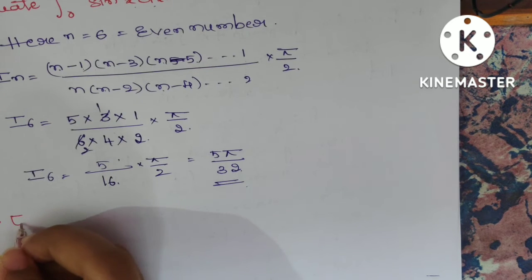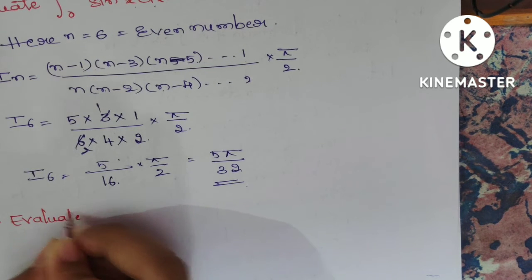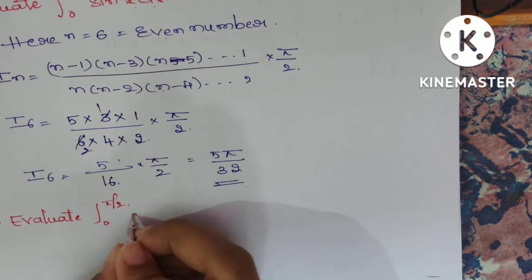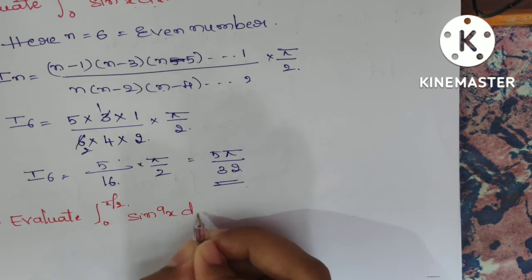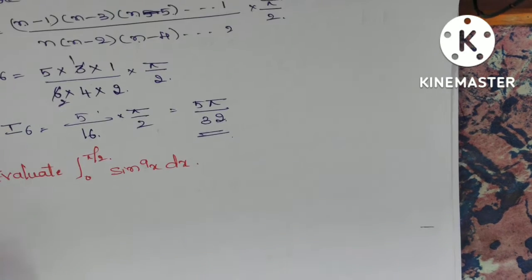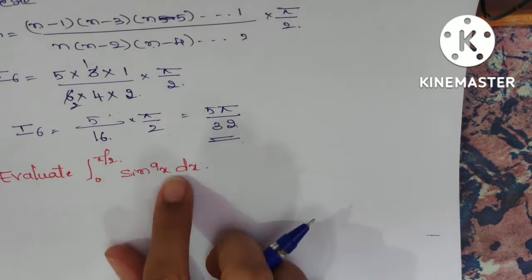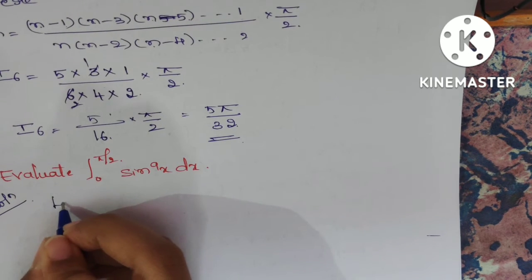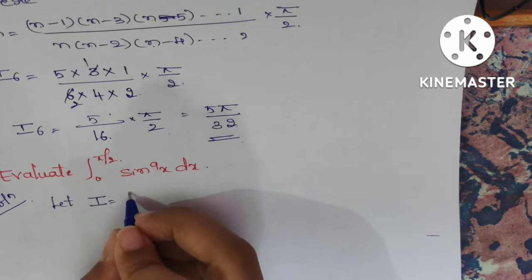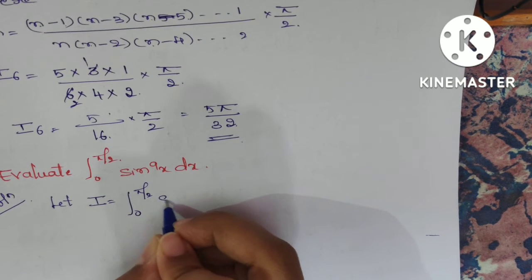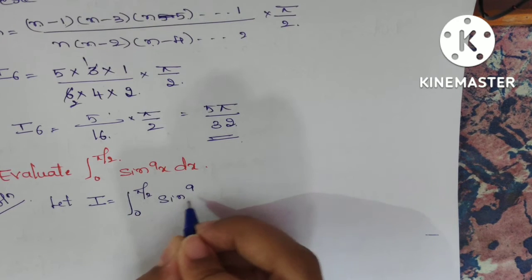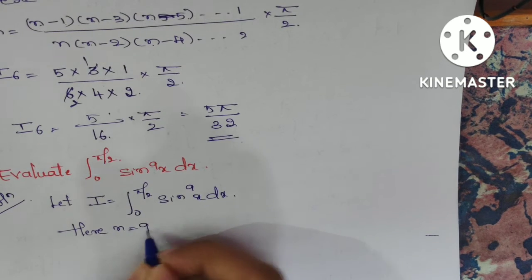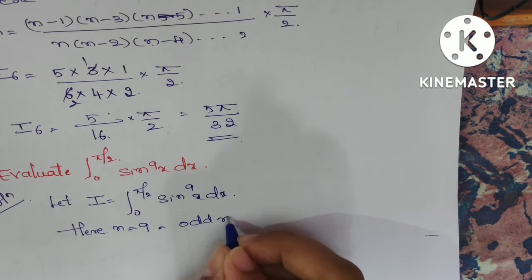Problem next. Evaluate integration 0 to pi by 2 sine power 9x into dx. Solution. Let I equals integration 0 to pi by 2 sine power 9x into dx. Here n equals 9, an odd number.